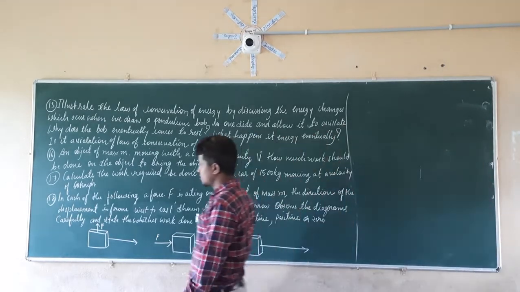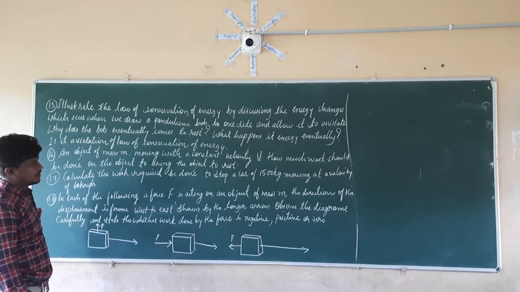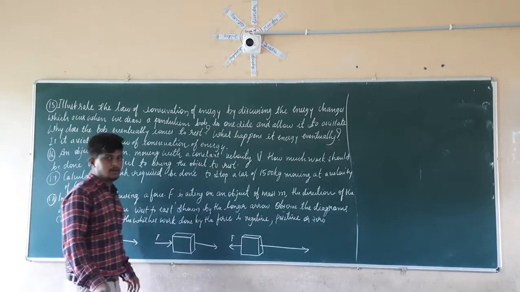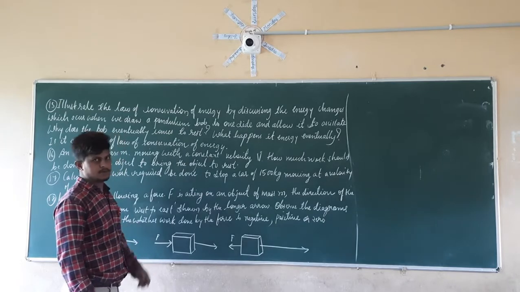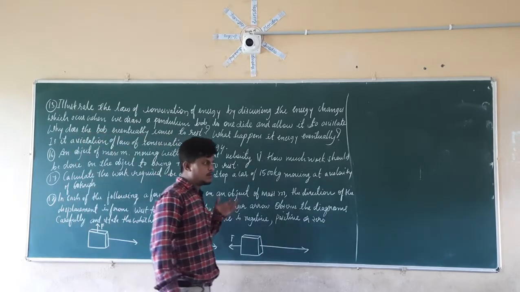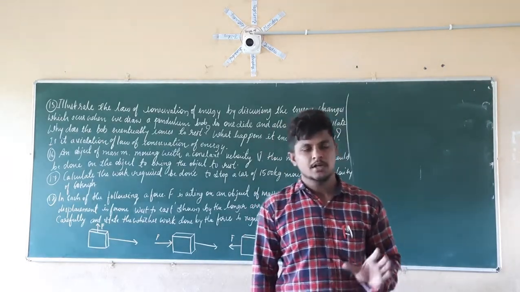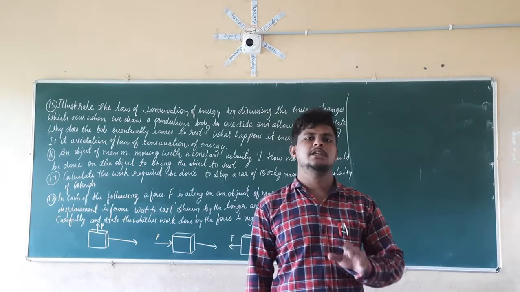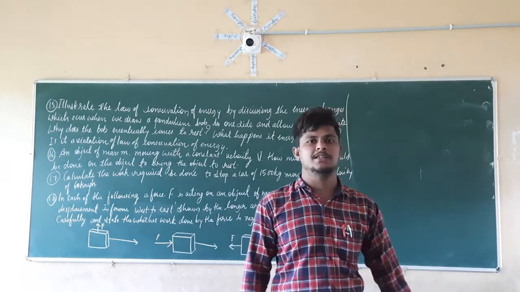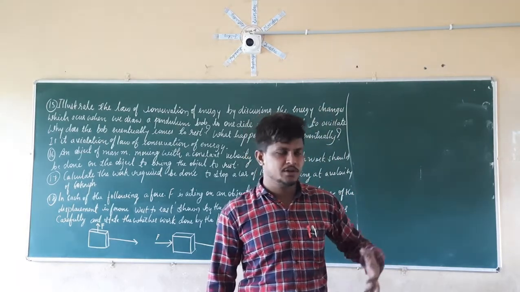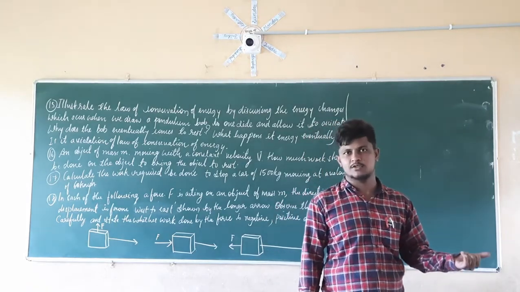Now let us consider question number 70 here. Calculate the work required to be done to stop a car of 1500 kg moving at a velocity of 60 km per hour. We already know that any moving vehicle, any moving object, is going to have kinetic energy. To stop that, we have to apply work in the same quantity as that kinetic energy. We are going to take the difference of the kinetic energy to solve that question.